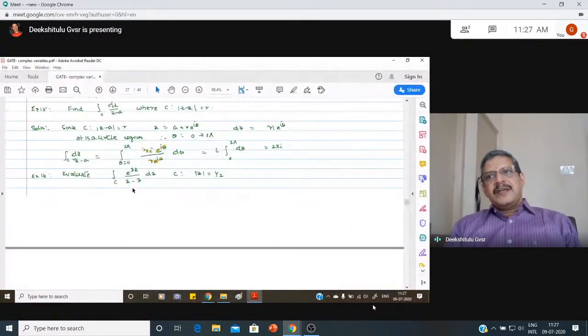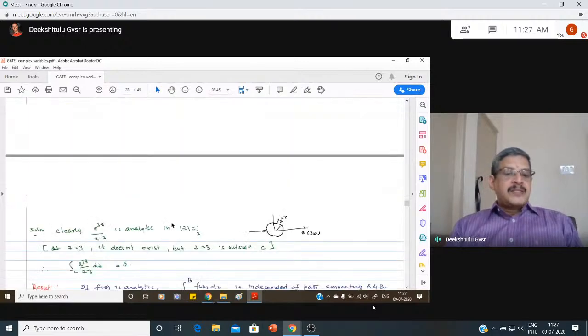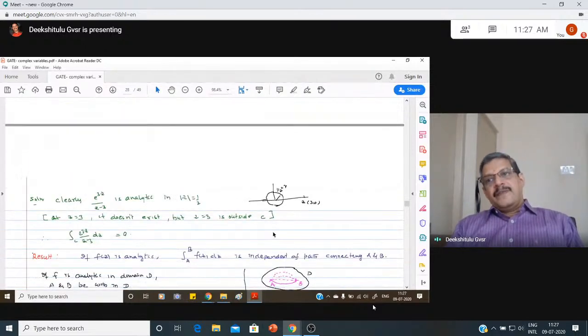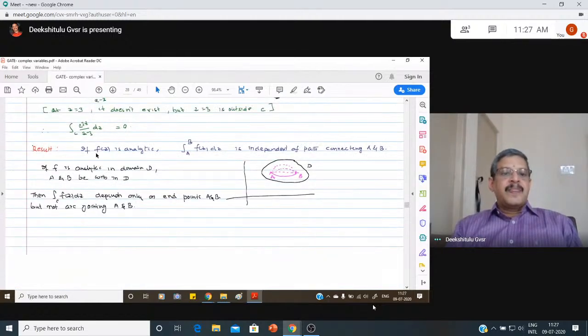If you know the function is analytic in a region, you can straight away show that it is analytic by considering all the singular points, and if all are lying outside, the function becomes analytic. If some of them lie inside, what happens? We have to learn. Result: if f of z is analytic, integral a to b f of z dz is independent of the path connecting a and b.